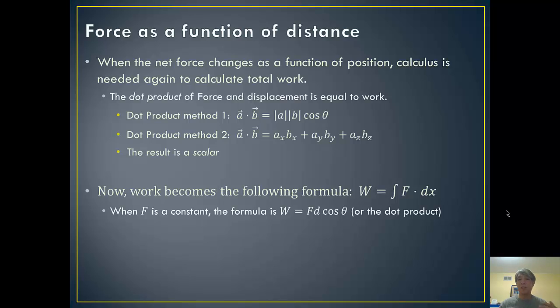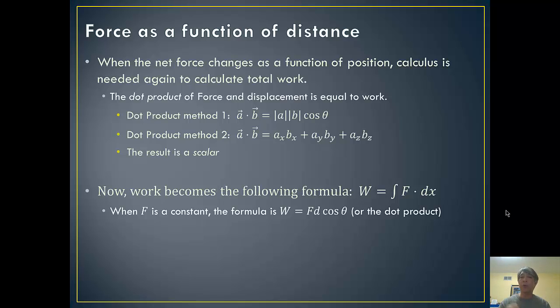When force is a function of distance, similar to that spring equation I mentioned earlier, I can now integrate my force with respect to distance to get work. So at the bottom of this, we see that work is equal to the integral of F, there's that dot there, dx. Okay, that dot is actually a vector dot product.